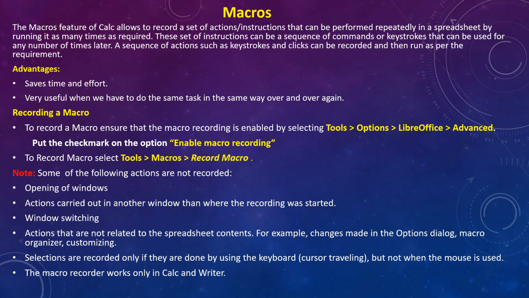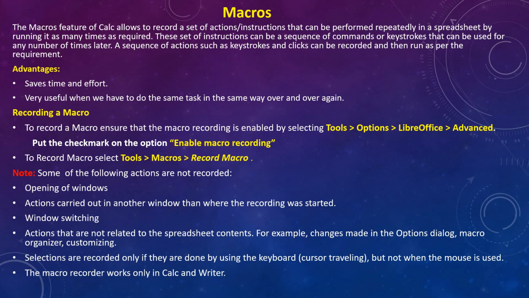Before recording the macro in LibreOffice, it should be enabled. So what are the steps to enable macro recording? We have to go to Tools, Options, then there is an option LibreOffice, and then in Advanced there is an option Enable Macro Recording. From there we need to put a check mark or a tick mark to enable it. And then we can start recording.